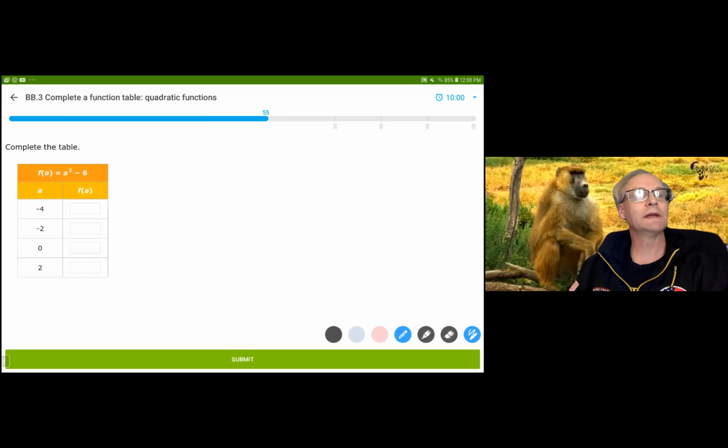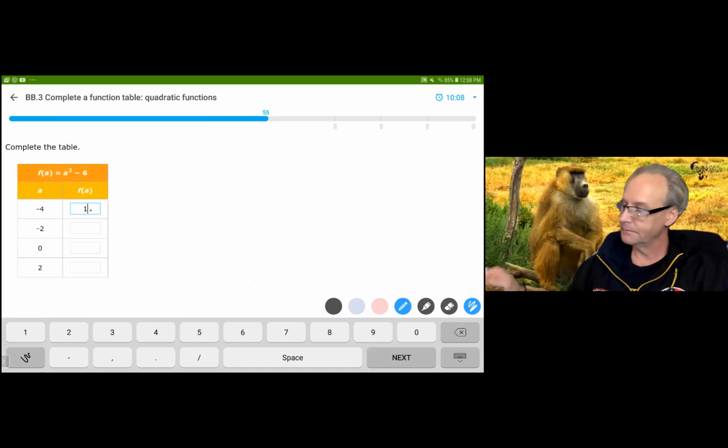We're just completing the tables. Oh, now we're just going to subtract 6. So this one's a lot easier. 4 squared is 16 minus 6 is 10. 1 minus 6 is -5... 4 minus 6 is -2. 0 minus 6 is -6. And 4 minus 6 is -2. And hopefully all that's clear.